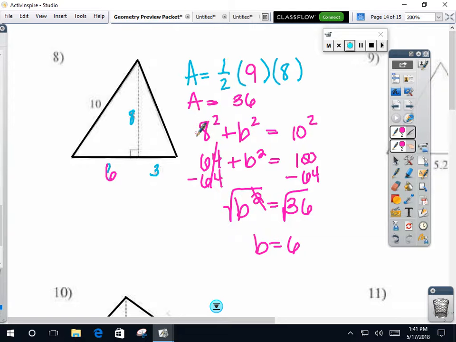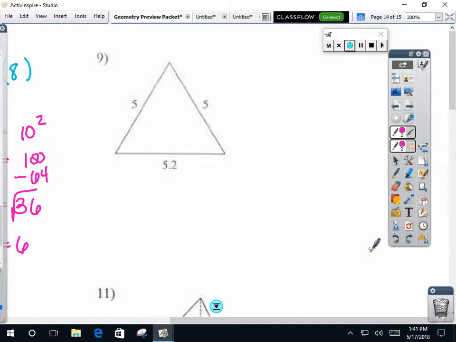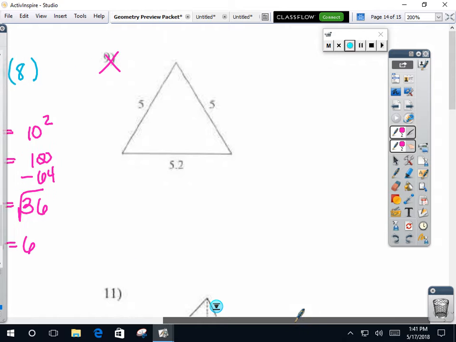Just because the batteries are going low. Number 9. Oh, never mind. We're not doing those kind. Number 10.